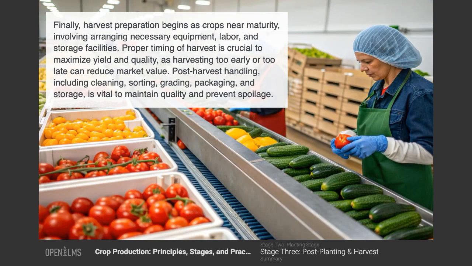Finally, harvest preparation begins as crops near maturity, involving arranging necessary equipment, labor, and storage facilities. Proper timing of harvest is crucial to maximize yield and quality, as harvesting too early or too late can reduce market value. Post-harvest handling, including cleaning, sorting, grading, packaging, and storage, is vital to maintain quality and prevent spoilage.